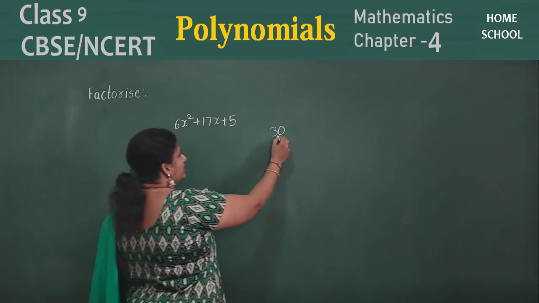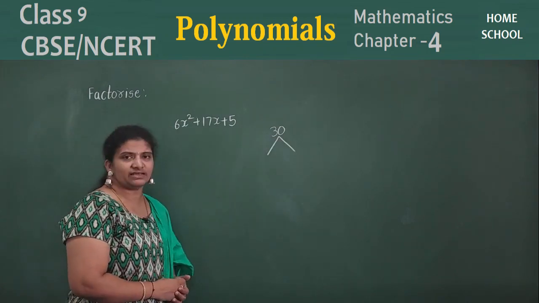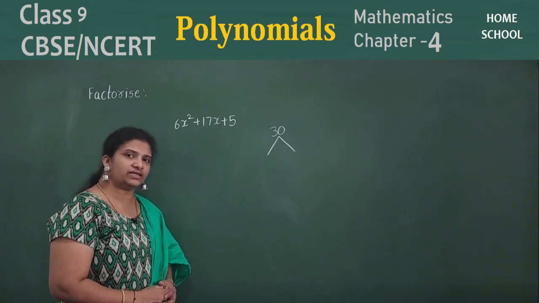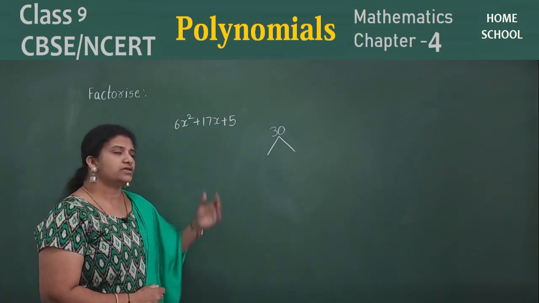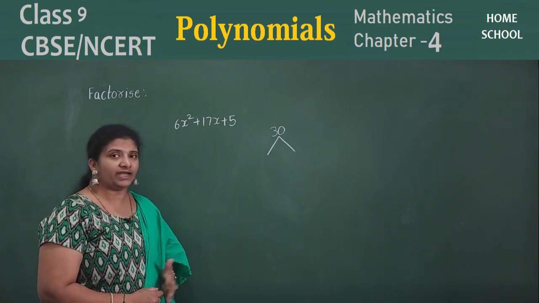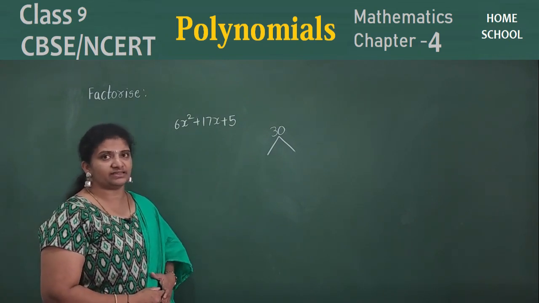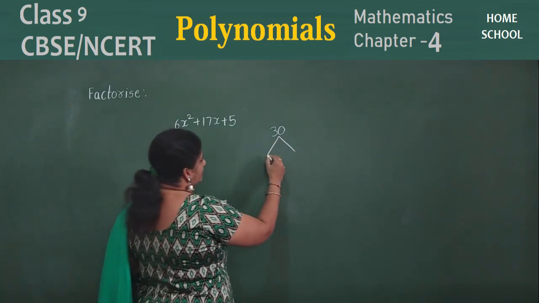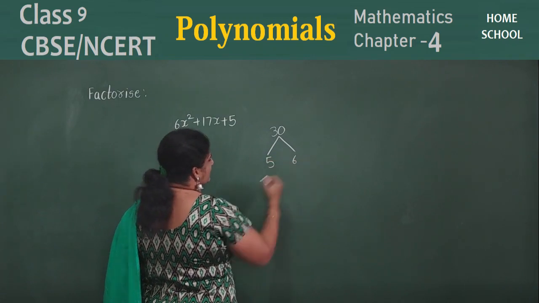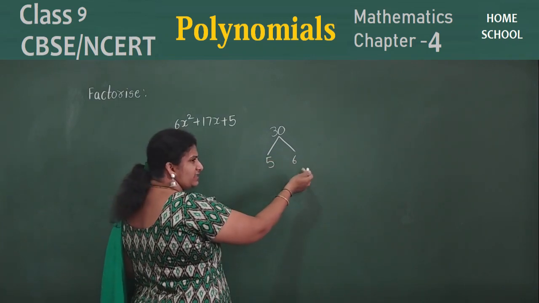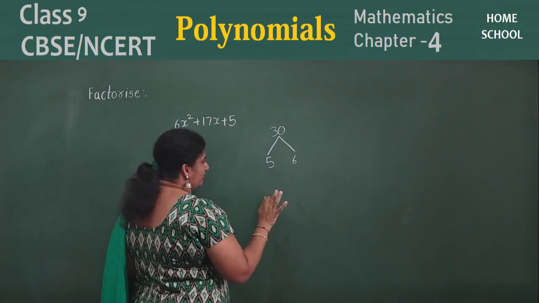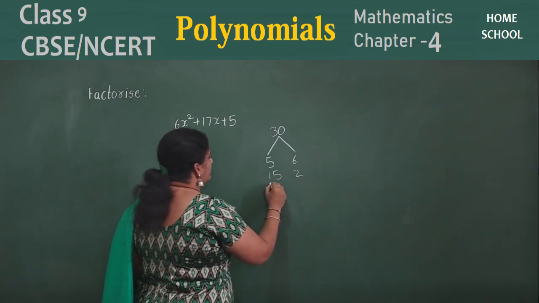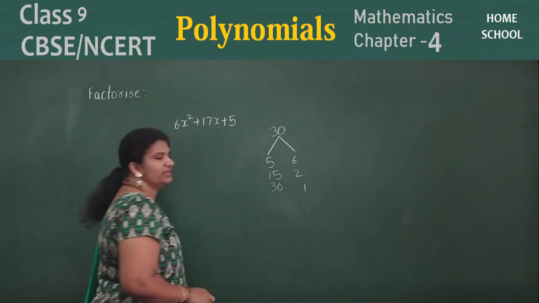So now, for 30, you need to find the factors. What are all the factors for 30, children? If you don't know how to find factors, I can say here, in the 5 table I can say 30, 6 table I can say 30, 15 table or 30 table. So now you need to write the pairs of the factors. 5 6s are 30, 6 5s are 30, both are the same, no need of writing it twice. Next, 15 2s are 30. Then 30 1s are 30.